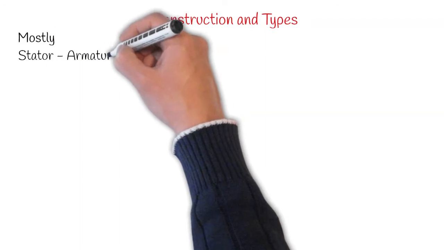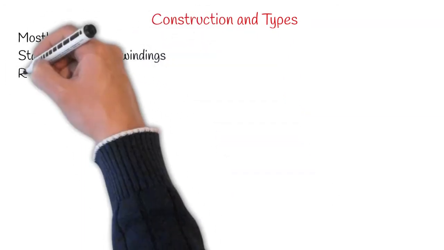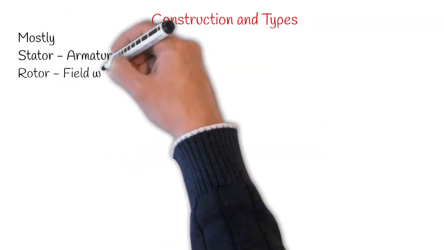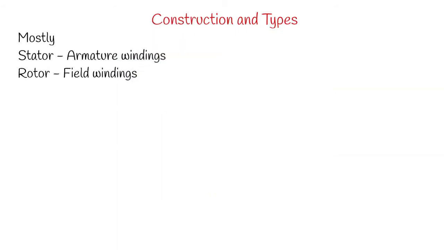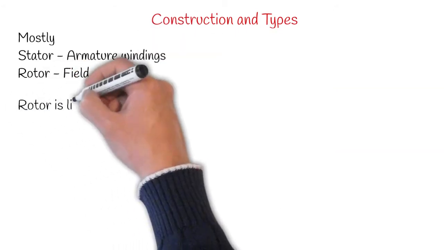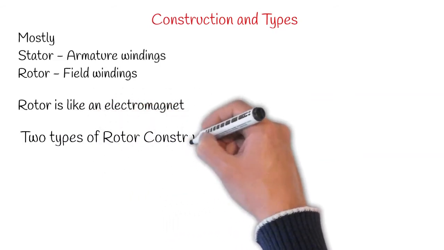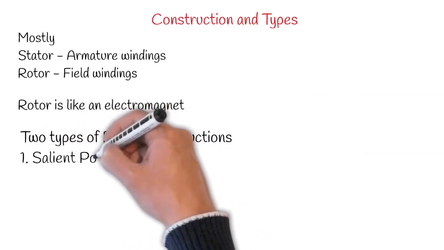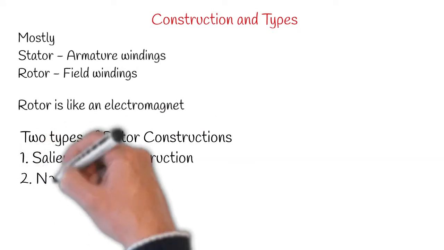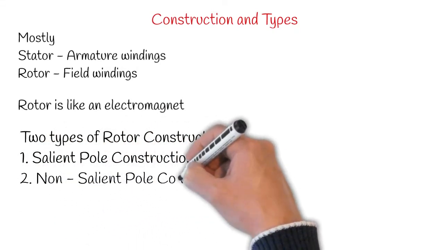The basic construction of a synchronous machine looks something like this. The stator will be carrying the armature windings and the rotor will be carrying the field windings. It was opposite in case of induction machines. Now, the rotor is more like an electromagnet, and based upon the types of rotor, we have a salient pole construction and a non-salient pole construction.